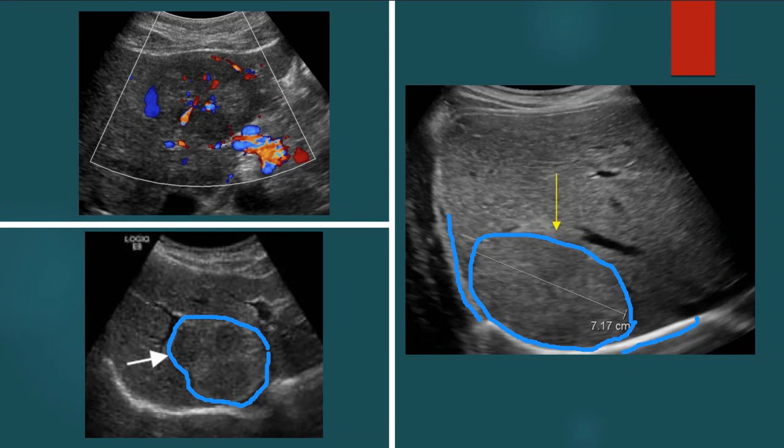And then up here, we have our spoke wheel appearance. So we have that peripheral flow that was going along the outer border, right? You see those blood vessels kind of going around that mass in a circle. And then it has the internal central vascularity, so the spoke wheel Doppler appearance.